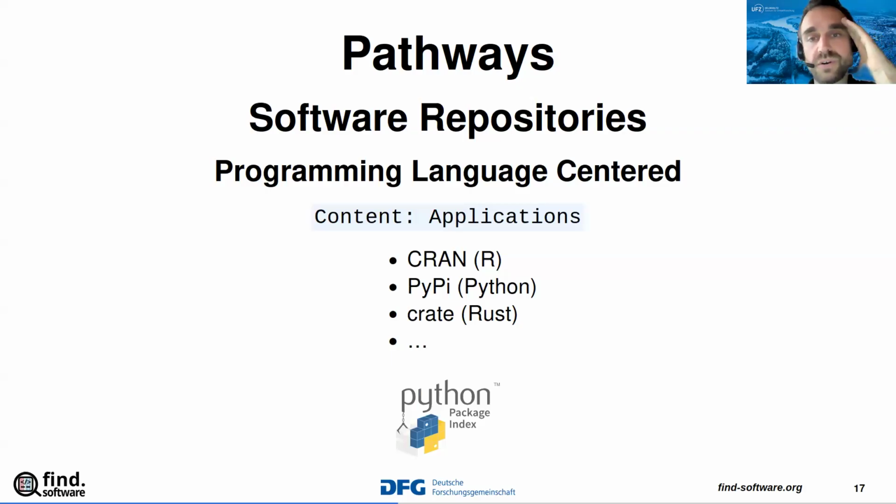Software repositories. Here we do have two subcategories. We have programming language centered software repositories, which is almost all the programming languages; they come up with a specific repo where you could get software for that programming language. So it's, for instance, CRAN for R and PyPI and so on.